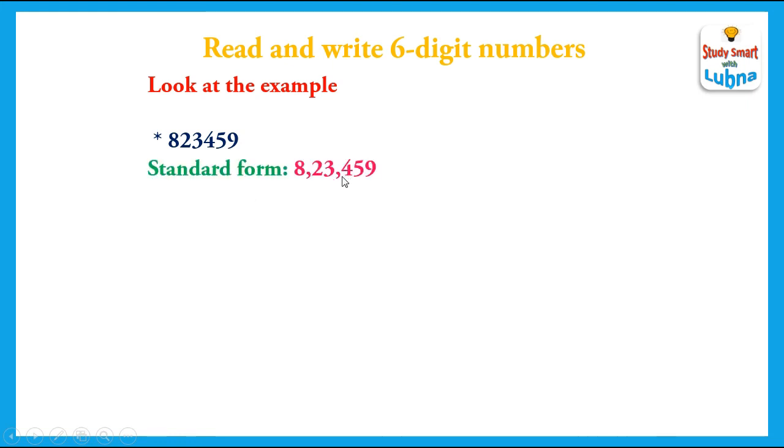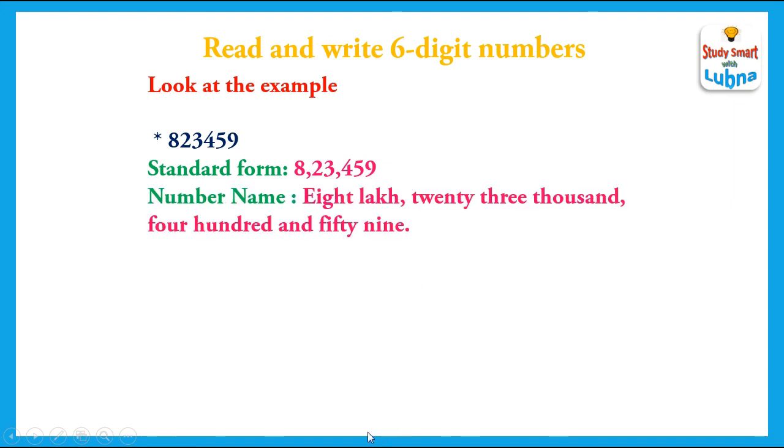We have put the comma after the ones period and then the thousands period. And the place values of these numbers are ones, tens, hundred, thousand, 10,000 and lakh. So in this way we write the number in the standard form in the Pakistani number system. Now look at the number name of this number. We can read or write this as 8,23,459.